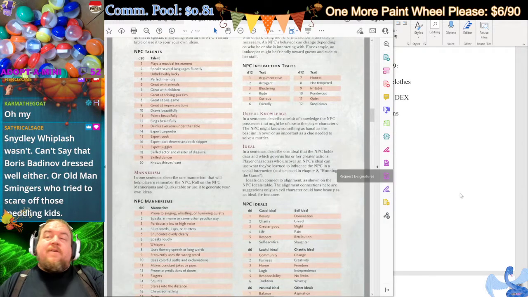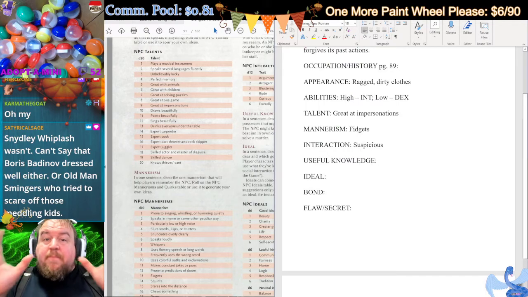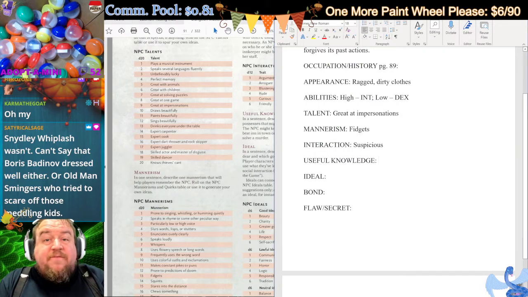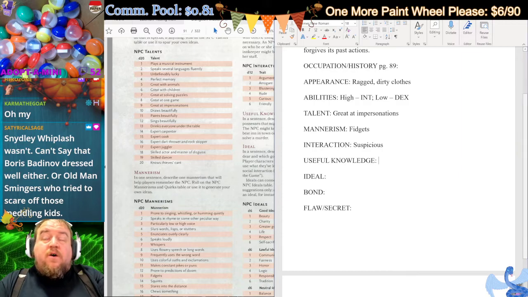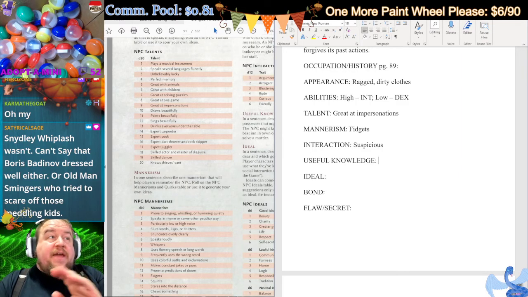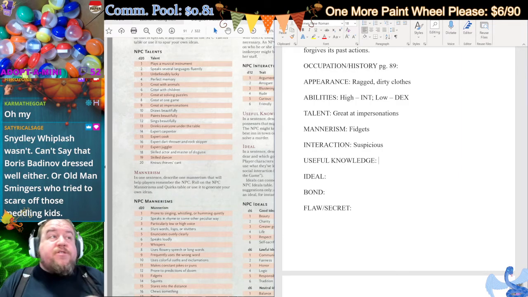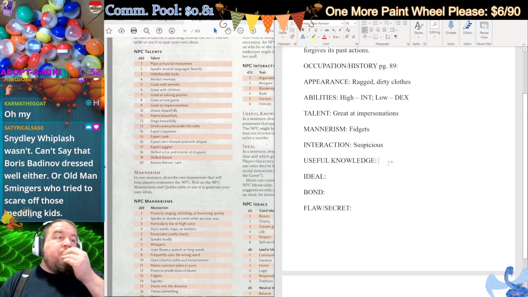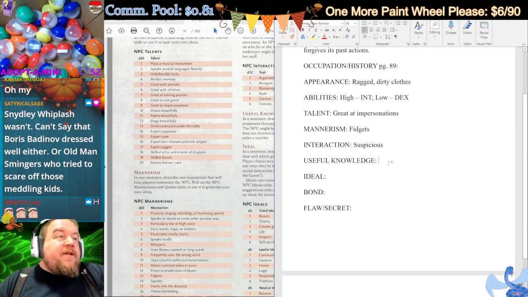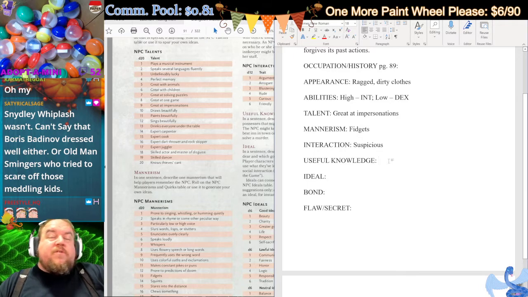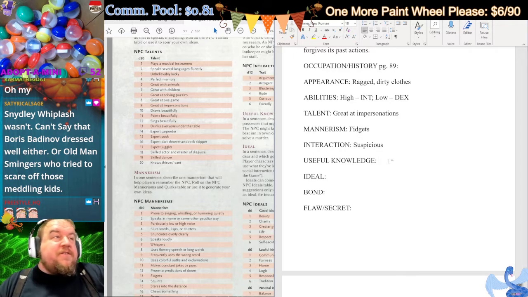Useful knowledge? This is a black box. This is whatever we need the villain to know, the villain will know. I'm not worried about this in the generation of the character by dice. Snidely Whiplash wasn't. Can't say that Boris Badenoff dressed well either, or Old Man Smithers, who tried to scare off those meddling kids. We were talking about Scooby-Doo style villains earlier too, Satirical.